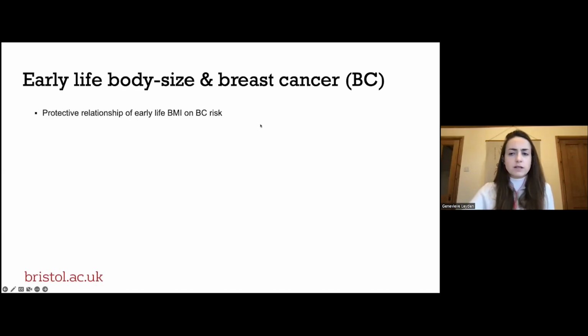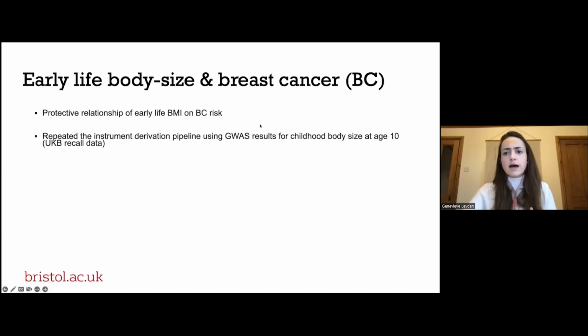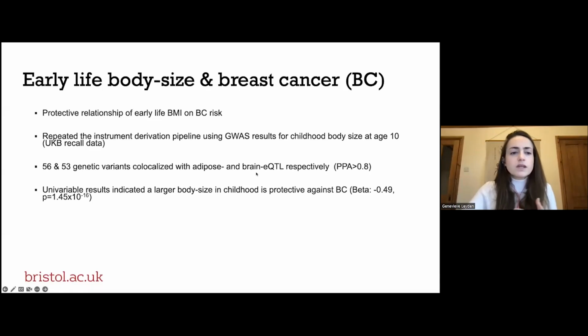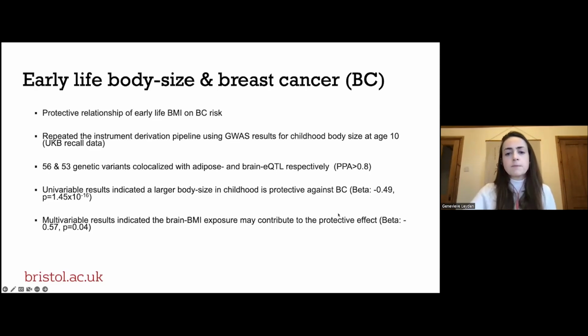And to evaluate this in more detail, we decided to repeat the entire instrument derivation pipeline, this time using GWAS results on a measure of early life body size in the UK Biobank. Doing this, we identified 56 and 53 genetic variants, which colocalized with adipose and brain gene expression respectively. The univariable results indicated that a larger body size in childhood was protective against breast cancer risk, so that was replicating the previous finding. And in the multivariable results, this indicated that the brain BMI exposure may contribute to that protective effect.